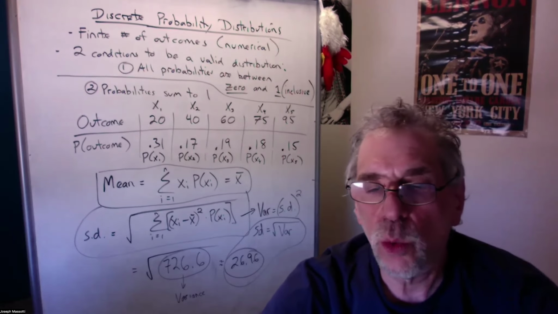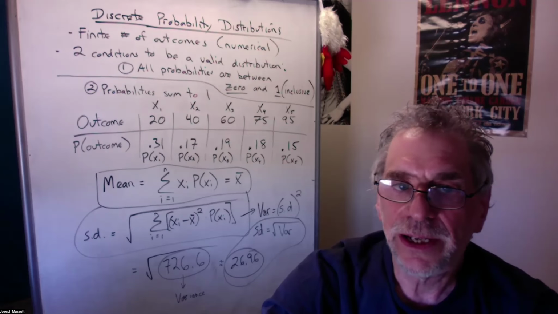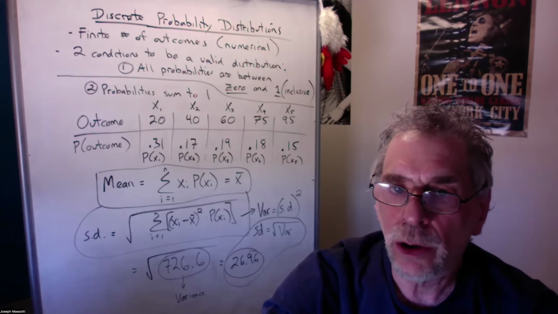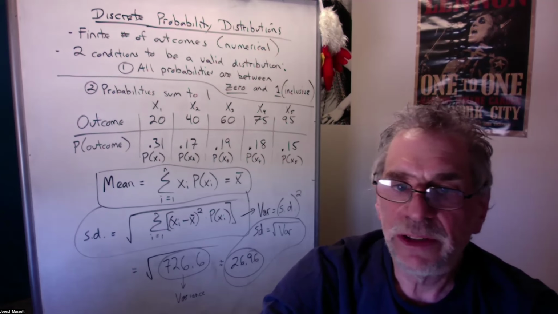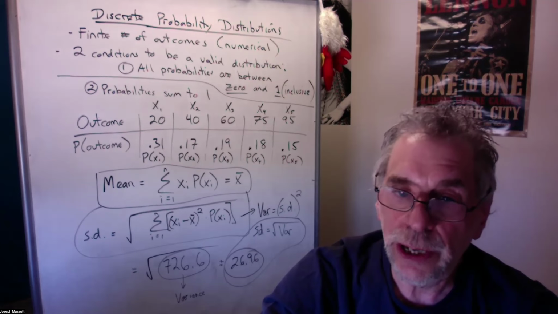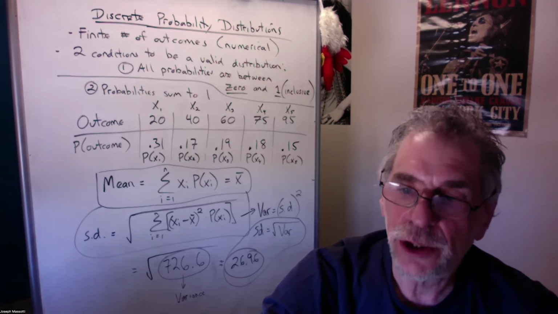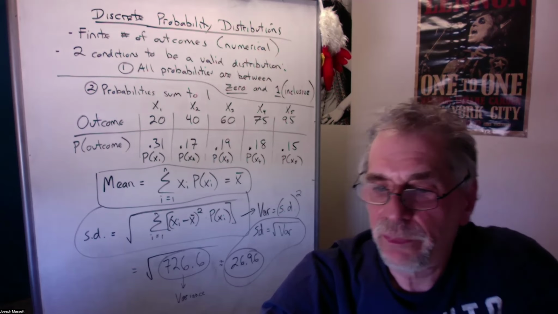All right, so that is what you want to know about discrete probability distributions. There's a finite number of outcomes. It's a numerical measure. You have to determine if it's a valid distribution first. And once you do, and you have all the information, you form those lists to find the mean and the standard deviation and the variance. Good times.